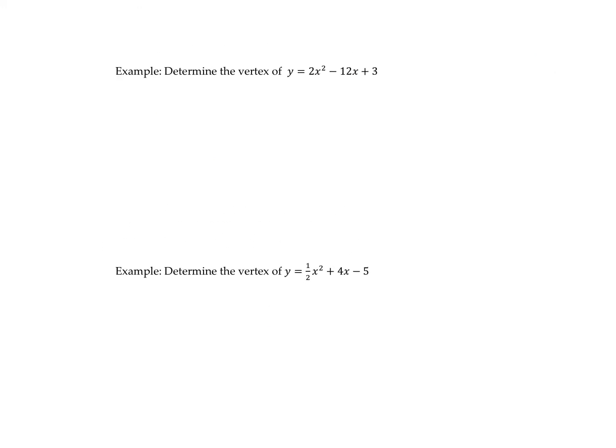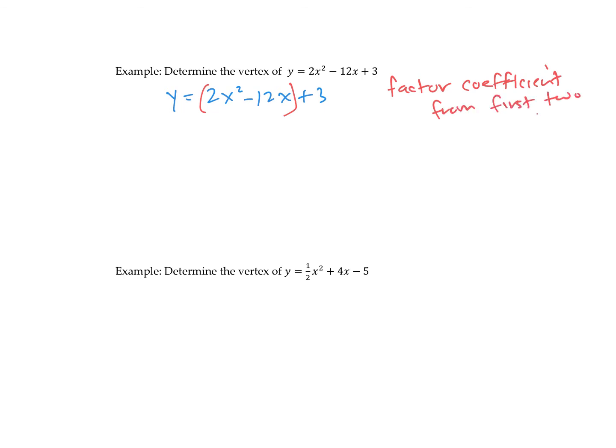Okay, if there is a coefficient, we have an extra step. So what we're going to do is factor out that coefficient from the first 2 terms only. We're going to ignore that last term for now. So we get y equals 2 x squared minus 6x plus 3.